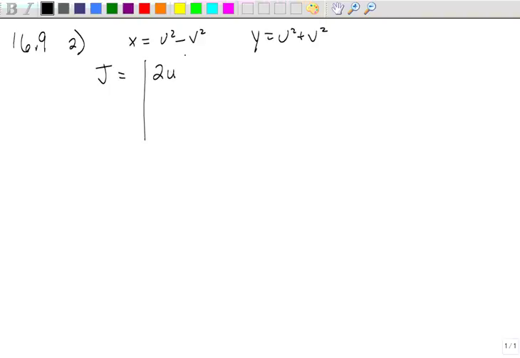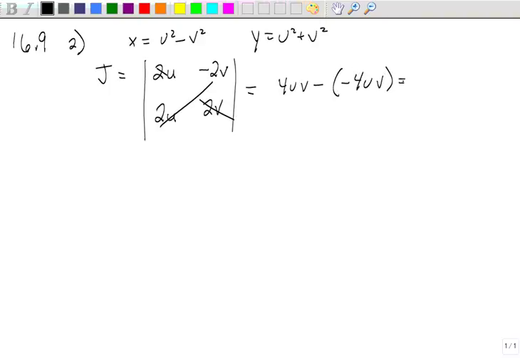Alright, now let's look at the homework problems in 16.9, starting with number 2. It just wants the Jacobian for x equal u squared minus v squared, y equal u squared plus v squared. So J is just the partial of x with respect to u, partial x with respect to v, partial y with respect to u, partial y with respect to v. And that's just 4uv minus a negative 4uv, which is 8uv. Okay, so that's all they wanted there.